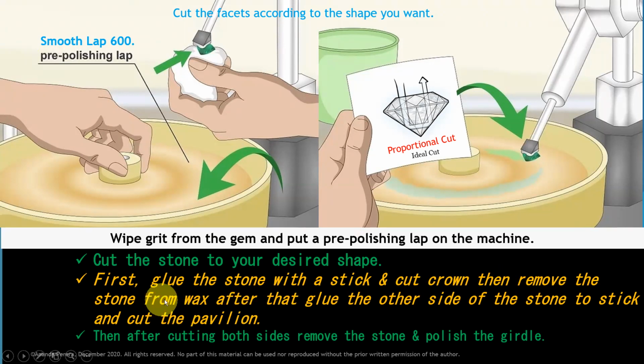Then remove the stone from wax. After that, glue the other side of the stone to the stick and cut the pavilion. We are cutting top and bottom separately. First, we are cutting the top side. After that, remove the stone from wax and glue the other side to cut the bottom side. That means the pavilion. Then after cutting both sides, remove the stone and polish the girdle. Then we are ready to polish this line, the girdle line.